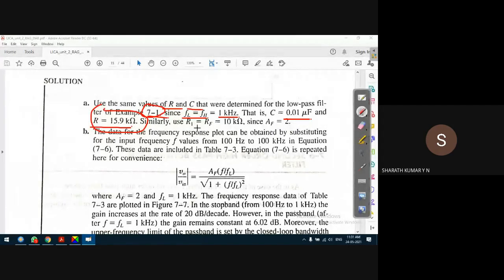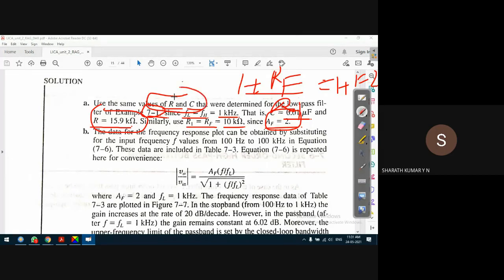R1 and RF are 10 kilo ohm, so that we get a gain of 2. Because RF by R1 becomes 1, 1 plus RF by R1 is 1 plus 1, which is 2. So the gain becomes 2. In this case the RC values are the same, but the only thing that changes is their position. For a low pass filter, the resistor comes first.